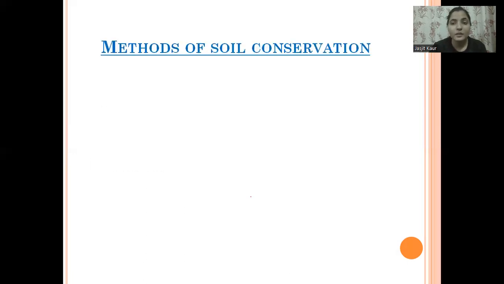So now, what different methods can we adopt to conserve the soil? As we know what different factors lead to soil degradation, now we need to conserve the soil so that our future generation can also use this soil. So the first method that we can adopt is mulching. So what can we do in mulching?